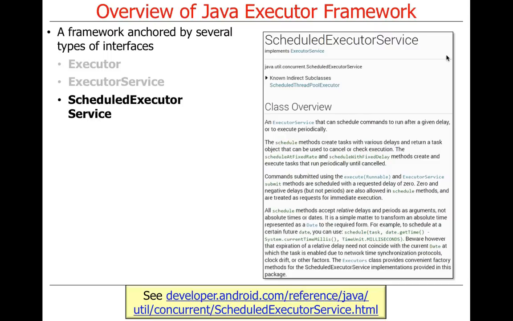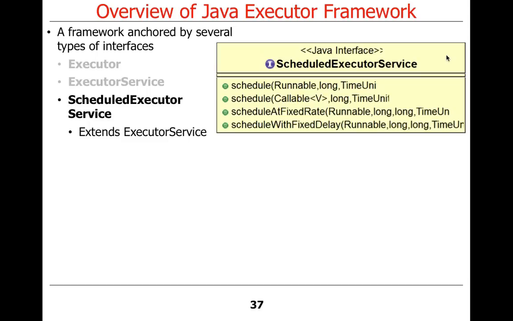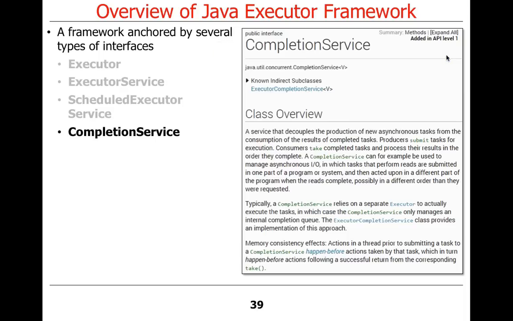There's something called a Scheduled Executor Service. It extends the Executor Service and supports future or periodic execution of tasks. So you can see here that these runnables get run at some point in the future, either at a fixed rate or with a fixed delay. They schedule work to get run over time. We're not going to talk any more about those.